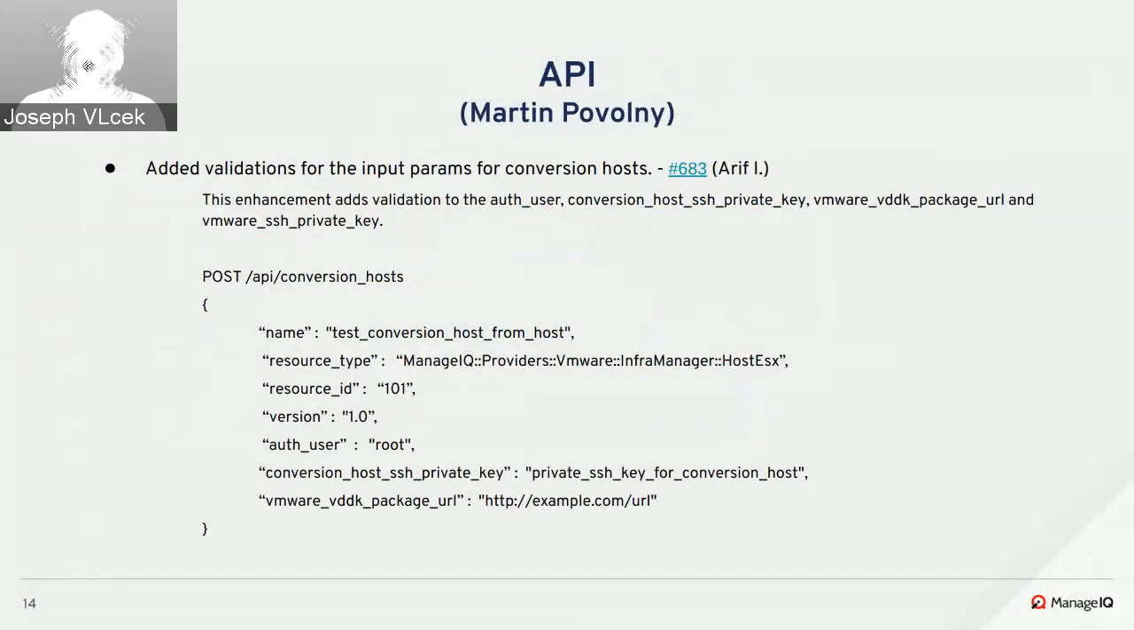API. Okay, so in the API we had two enhancements in this sprint. One was done by Arif, and it was for migration UI, and this adds some constraints for parameters in the request. Next slide, please.